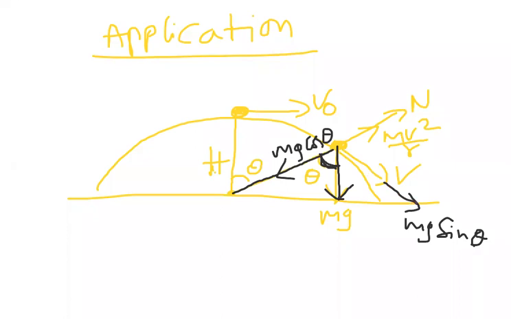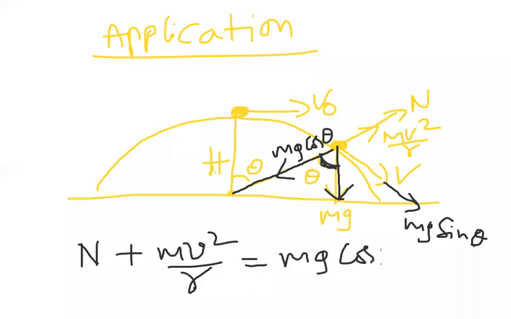Clearly from the diagram I can observe that the normal reaction N, and in the direction of the normal reaction one more force is there, mv square by r. The opposite force is mg cos theta. So N and mv square by r are in one direction, and mg cos theta is in the opposite direction. So N plus mv square by r is equal to mg cos theta. This is my formula.